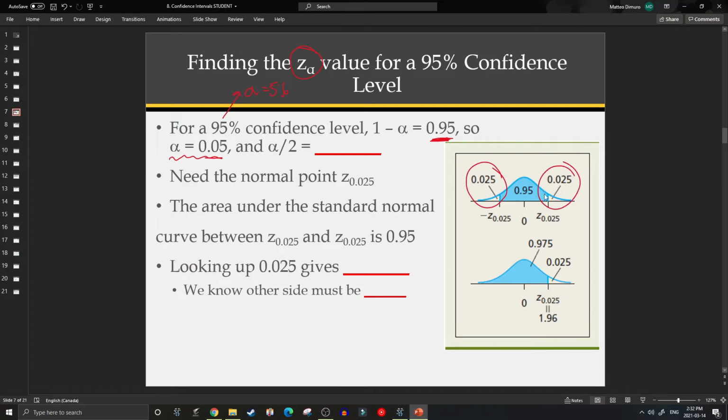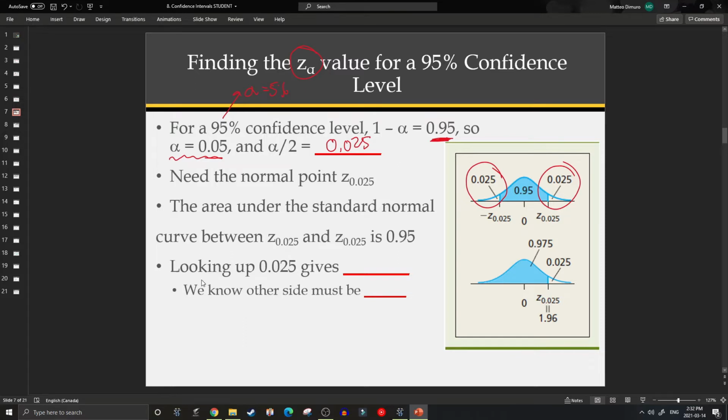What we're doing is we're taking that 5% error and putting it on both sides of the distribution, so we're splitting it in half. So dividing it by 2, you're going to get 0.025. Okay, so we need to find that normal point z at 0.025, and you're looking up the area under the standard curve.